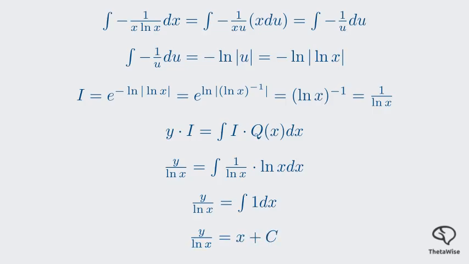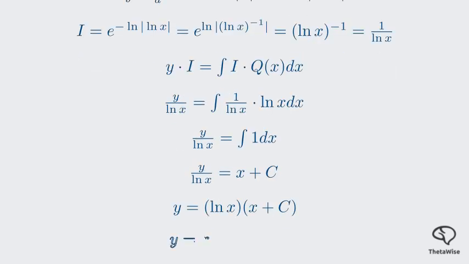Finally, we solve for y by multiplying both sides by ln x. This gives us our general solution: y equals x ln x plus c ln x. This problem seemed tricky at first due to the natural logs, but by following the standard method, it's simplified beautifully. It's a great example of how differential equations can guide you to a surprising result.